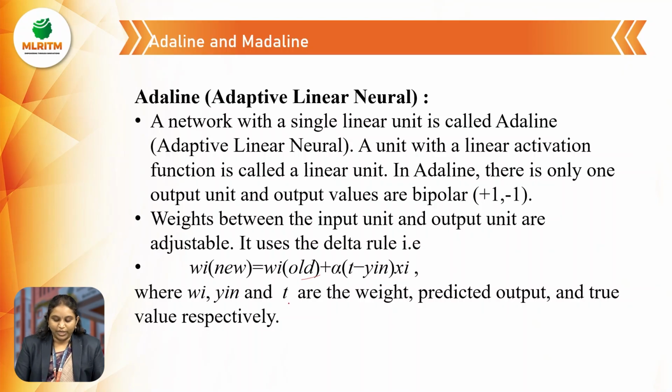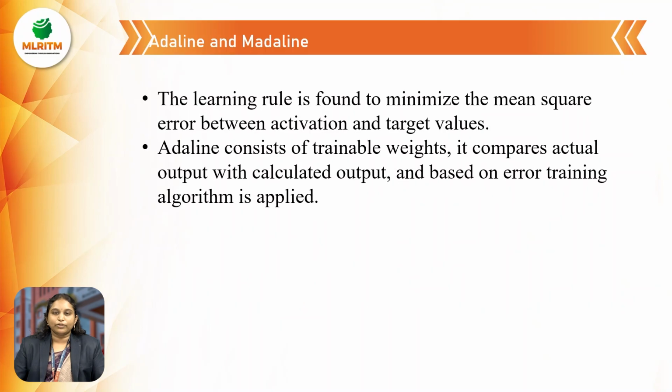Here wi is the weight, yin is the predicted output, and t is nothing but the true value. Coming to the learning rule, we are using the rule to minimize the error, or we can say we are using the mean square error, which gives the computation between the activation and the target values. ADALINE consists of some trainable weights, which are compared with the actual weights and calculated with the output. Based on this algorithm, it is applied.